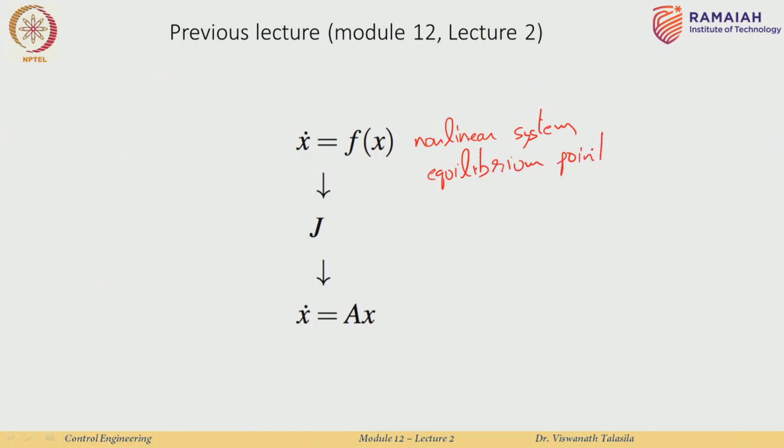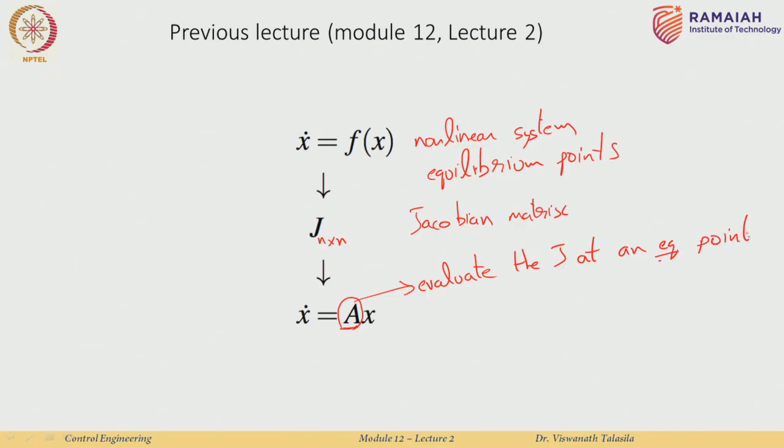And we computed the Jacobian, which is where you consider all the first derivatives of the Taylor series, and in general it is an n cross n matrix depending on the number of states that you have. So, you compute the Jacobian matrix, and then in order to compute the A matrix, you basically evaluate the Jacobian at an equilibrium point. So, this is the basic theory which we saw in the previous class.